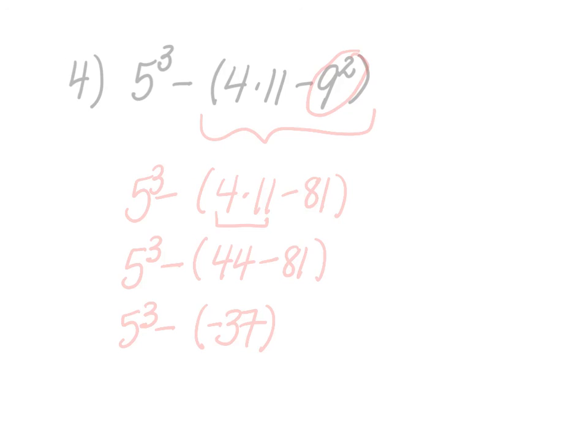Now let's go ahead and cube the 5. So this means 5 times 5 times 5, which is 125. And this minus, when you have a negative and another negative, when you're adding them together, it changes into a positive. So it's 125 plus 37 is going to give me an end result of 162.